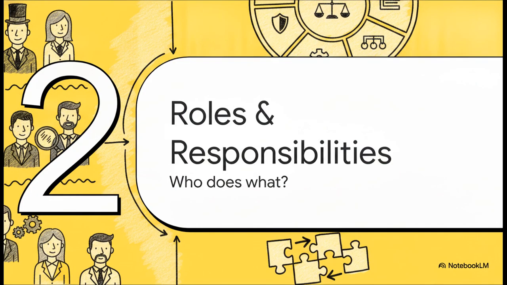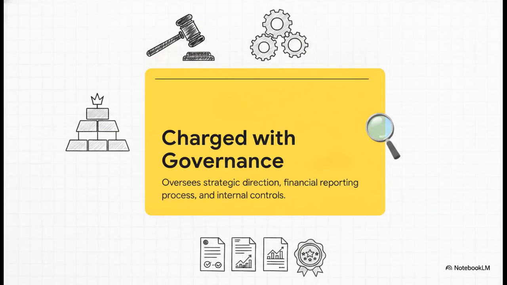Moving on to Chapter 2, key roles and responsibilities. Basically, who exactly does what? Okay, first up, let's define a slightly clunky but absolutely crucial term you're going to hear a lot in auditing standards: those charged with governance. These are the ultimate overseers of a company's rules and reporting.